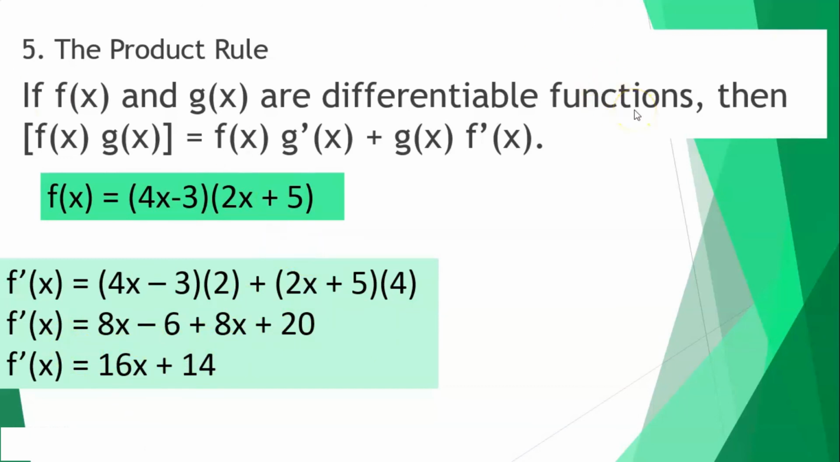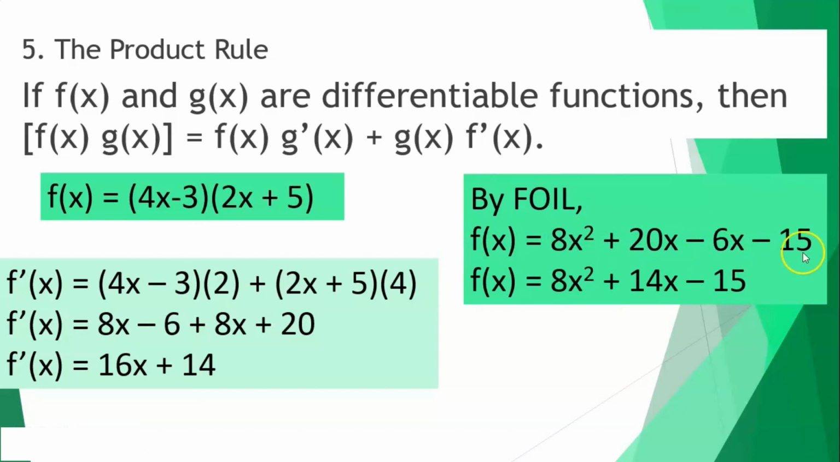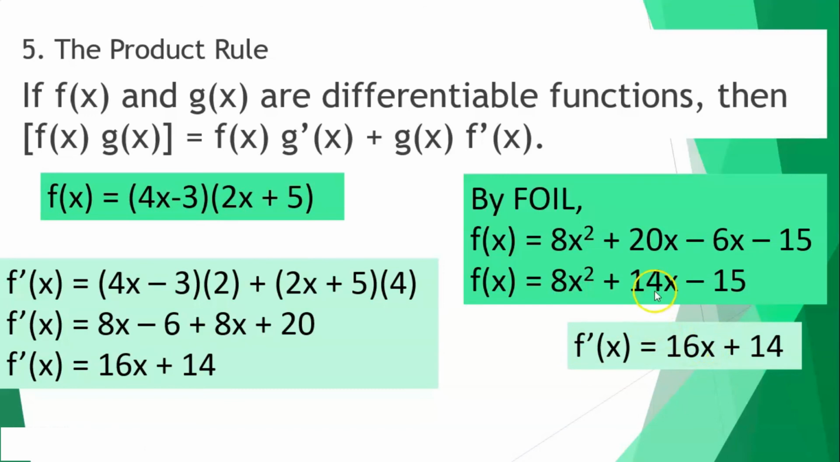Now, there is another method aside from the product rule. You can make use of the FOIL method. So multiply this using FOIL. We will have 8x² + 20x - 16 - 6x - 15, or we can get this one. So with this, we will get the derivative of this product. That would mean this is 16x, then plus 14, then minus 0. So take note, we have exactly the same answer, whether we use the product rule or the FOIL method. Okay, another.